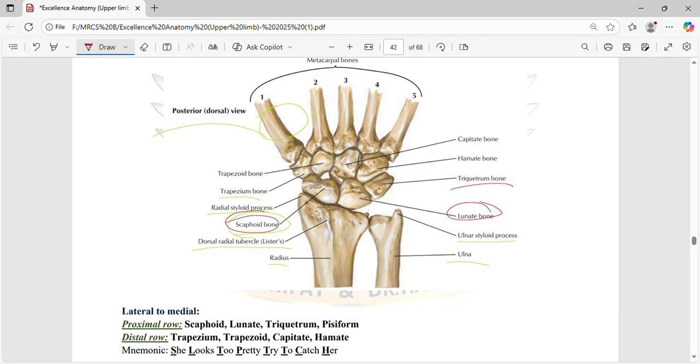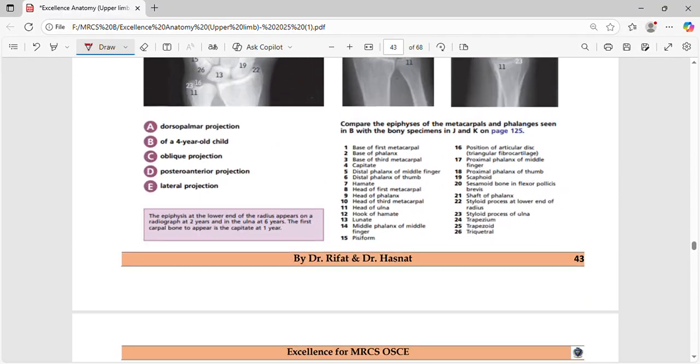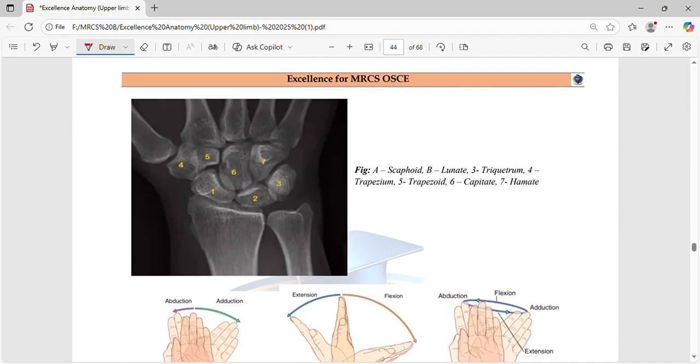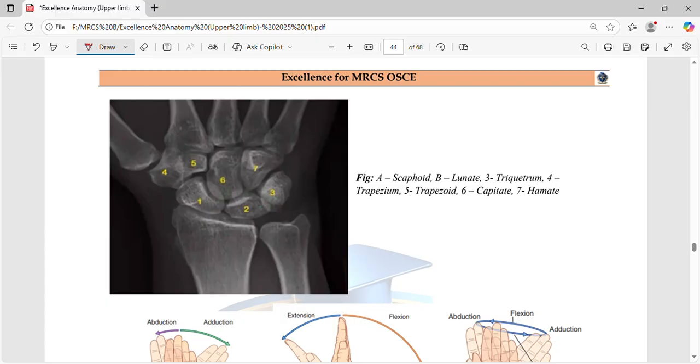Why? Because in radiographs you have to use this trick. I will show you now. The other bones, you can see the trapezium first, and then the trapezoid here, and the capitate and the hamate bone. This is important because you will identify X-rays through this. If you look at this radiograph, you can see that we have the numbers and their identification.